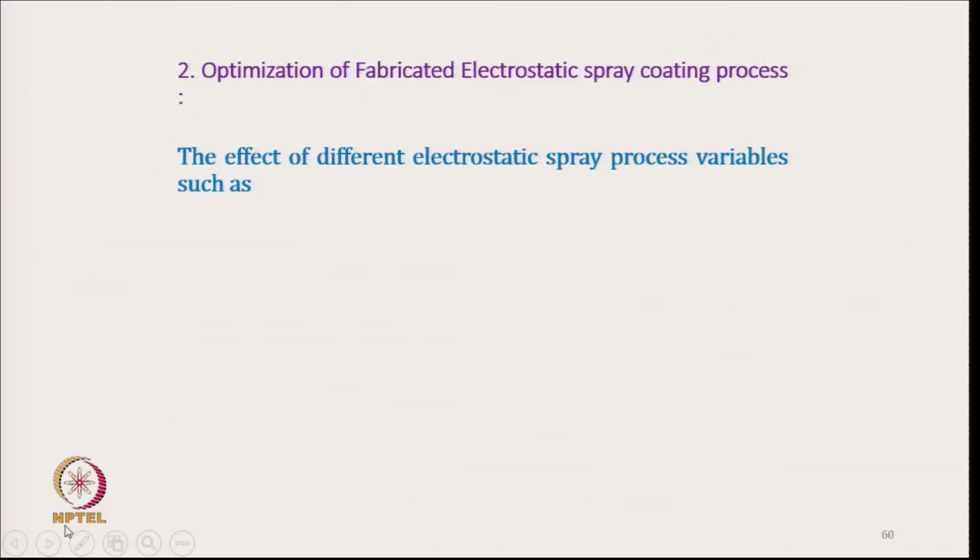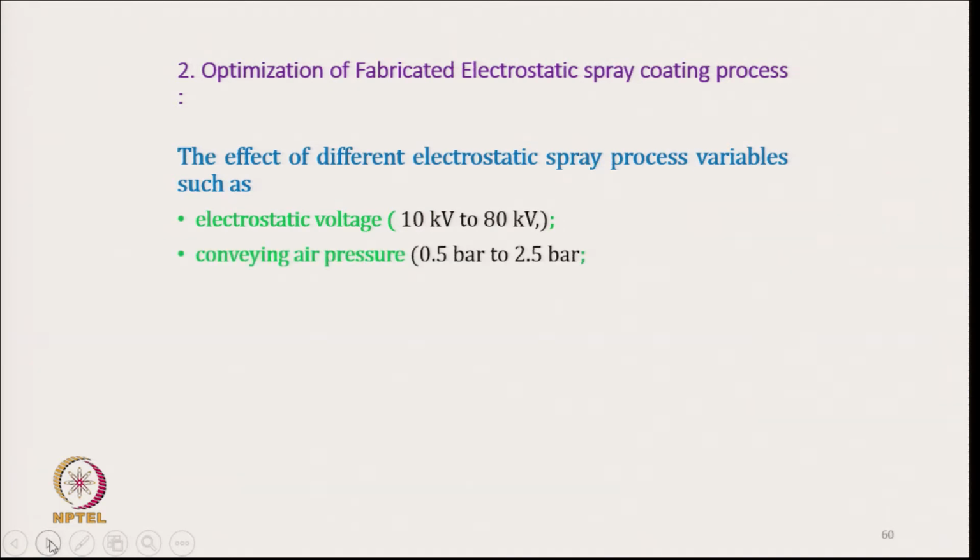The process parameters are the electrostatic voltage, this we can vary. Here the electrostatic voltage is varied from 10 kilovolt to 80 kilovolt. Then we can vary the conveying air pressure. In our study it has the range from 0.5 bar to 2.5 bar.